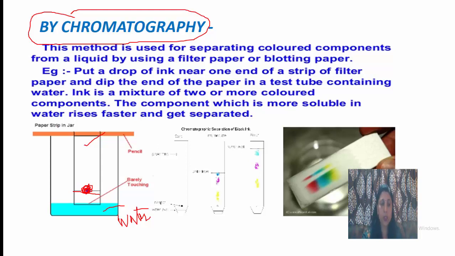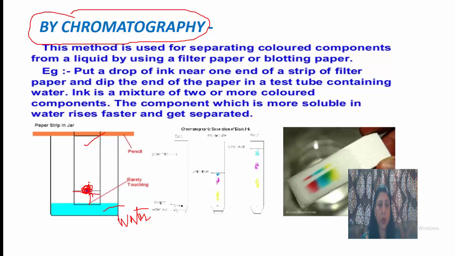Now take a thin and long strip of paper as you can see in this and draw a pencil line about 2 to 3 centimeters from one end. यहाँ से ये जो distance है 2 to 3 centimeter का हमें रखना है, ये line जो हमने बनाई. Then we will put a small drop of black ink on the filter paper strip at the center of the pencil line. ठीक है? Then the drop of ink is dried.